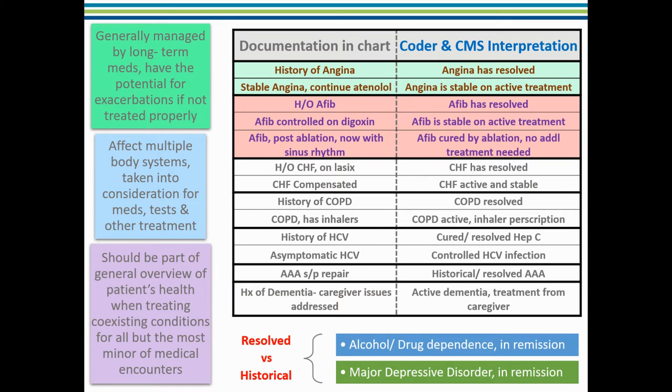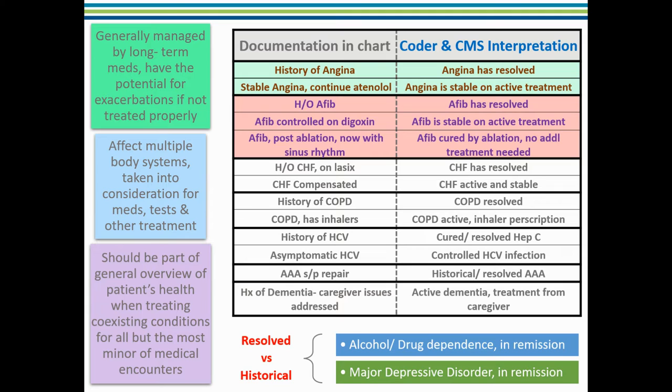So we'll keep in mind this guidance from CMS, but we'll move on to the table on the right, which highlights the most common diagnoses where there is a big discrepancy between what the provider documented and what coders or CMS interpret from that documentation. The simple interpretation errors here do prevent the actual diagnosis from being captured appropriately.